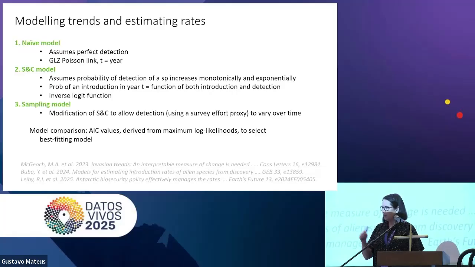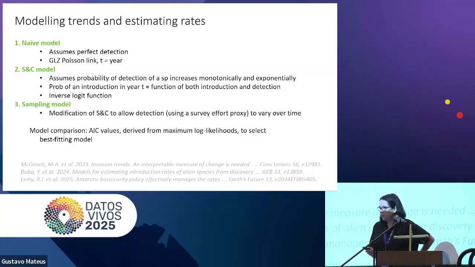The good thing about the Solow and Costello model is it explicitly considers both the actual introduction rate and the detection in the same model. The sampling model is based on the Solow and Costello model, but adds a new function, which is really good, which allows the sampling effort or detection probability to change over time. So these are all published. You can have a look at these papers.